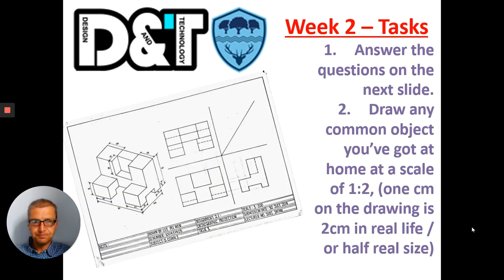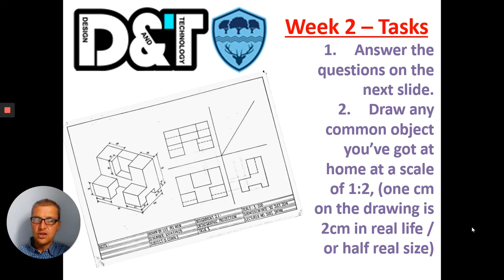Next job, I want you to pick something that you have got at home. Don't mind what it is, but some object that you have got at home, and I want you to draw it for me in orthographic, so 3 views: a front view, a side view, a top view. But I want you to draw it for me at a scale of 1 to 2. So 1 centimetre on your drawing represents 2 centimetres in real life, so you are drawing it half size, basically. So pick something that is a bit bigger than your bit of paper, and then when you do it half size, it will fit on the piece of paper quite nicely.